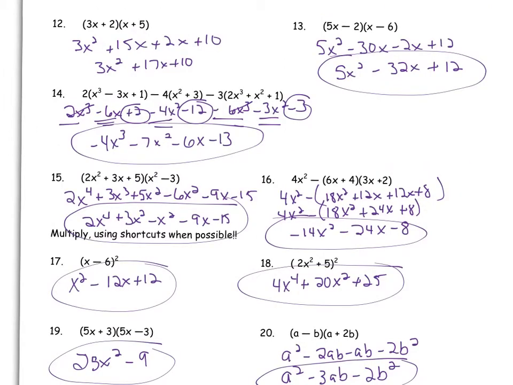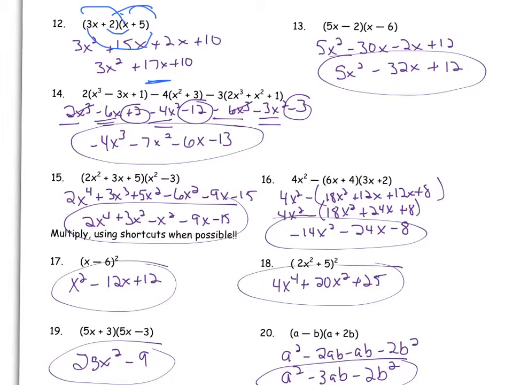So first, outer, inner, last. And then combine your middle terms. Again, be very, very careful to not drop negatives.